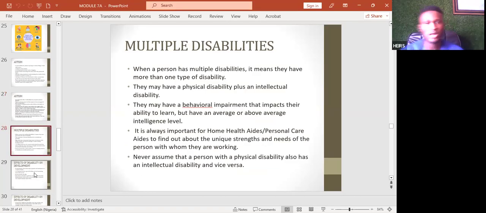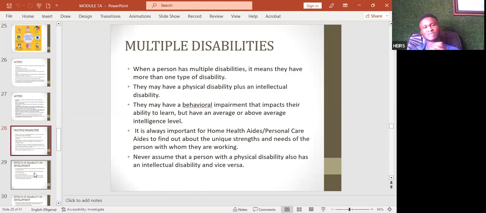Now, the next type we are looking at is multiple disabilities. When a person has multiple disabilities, it means that they have more than one type of disability. We said that a person can have one disability or more than one type. They may have a physical disability plus an intellectual disability. They may have a behavioral impairment that impacts the ability to learn and also have an average or above average intelligence level. So it's always important for home health aides and personal care aides to find out about the unique strengths and needs of the person with whom they are working.